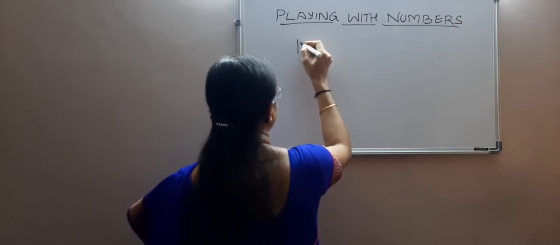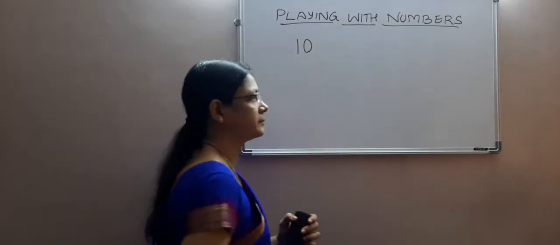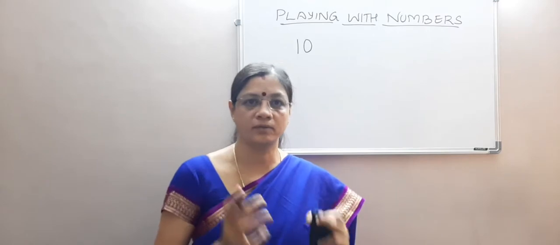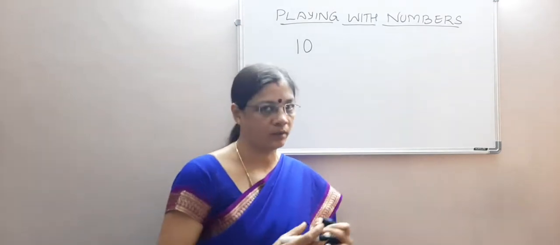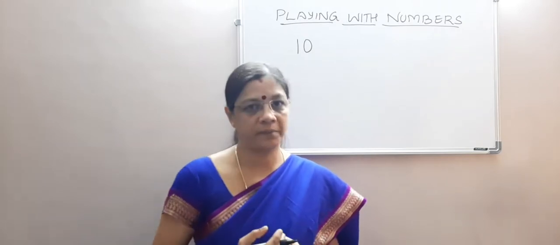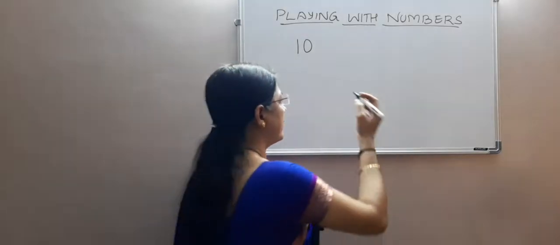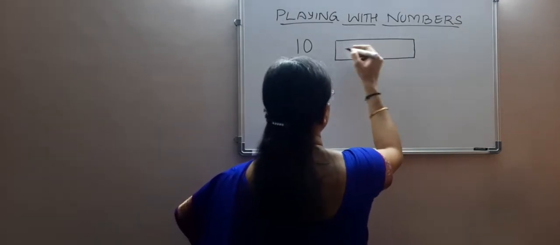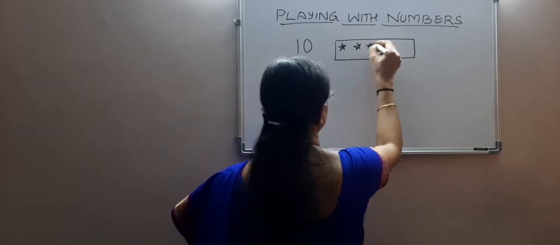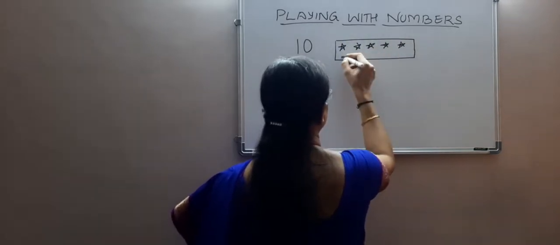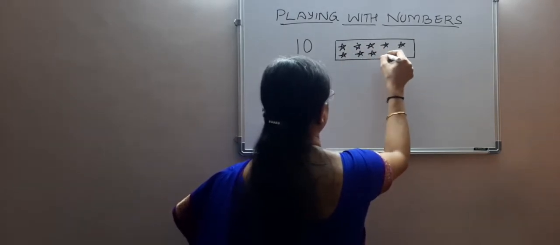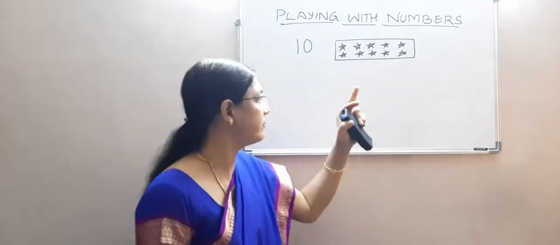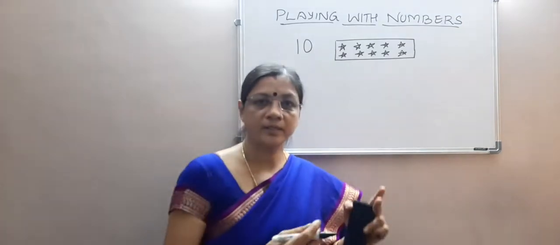Now let me take a number 10. Okay, so I see 10 here as a number. It's a whole number, it's also a natural number. Now how do I visually represent this 10? I can represent this as a set of objects, say stars. See, I can say there are 10 stars here, and I have represented this number 10 as some physical object.